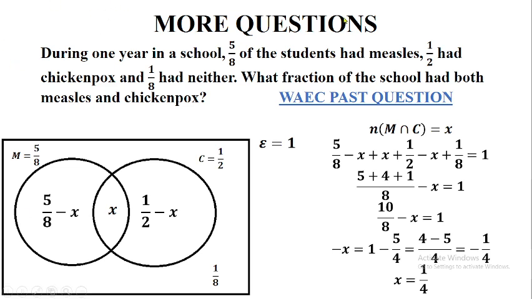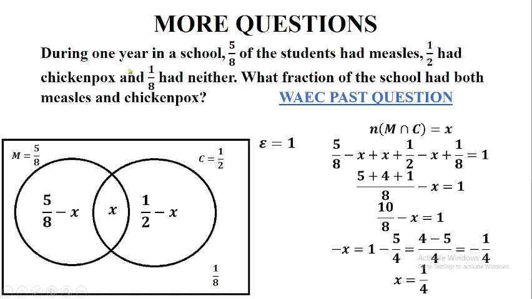Excuse me. So we are solving more questions. During 1 year in a school, that means the universal set is 1. Out of the 1 year, 5/8 of the students had measles.